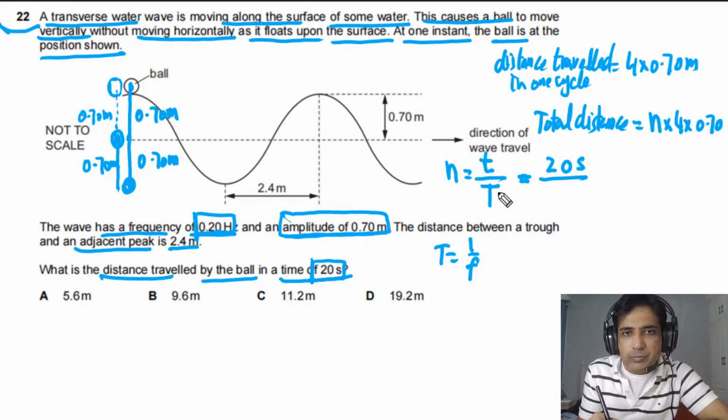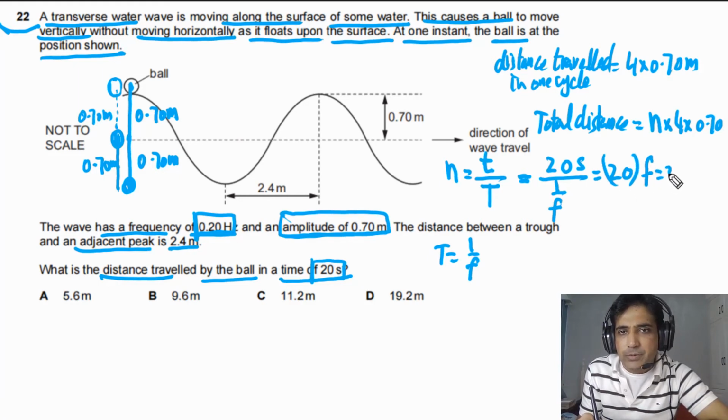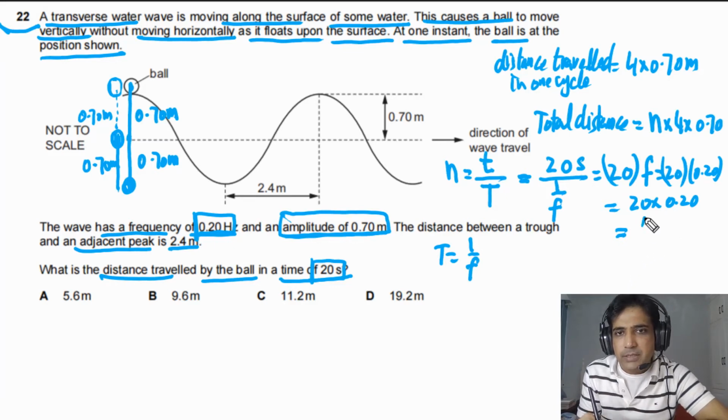So we can replace the time period with 1 over f, or simply say 20 seconds times frequency. We have 20 multiplied by 0.20, and we can find the number of cycles. In this case, the number of cycles will be equal to 4.